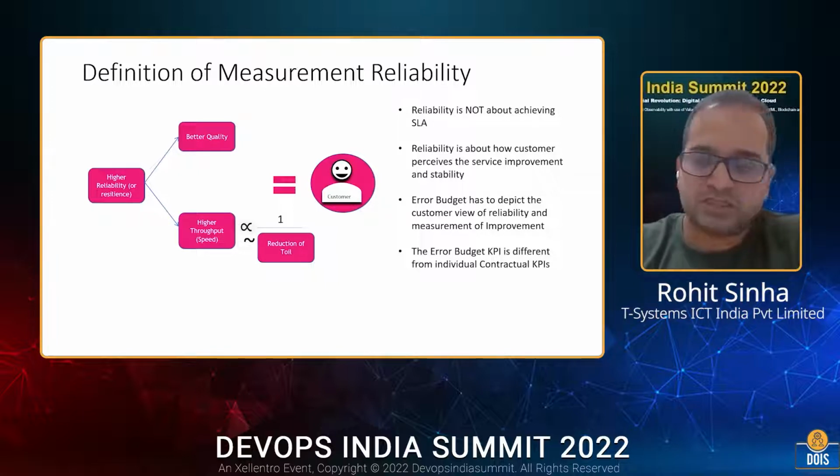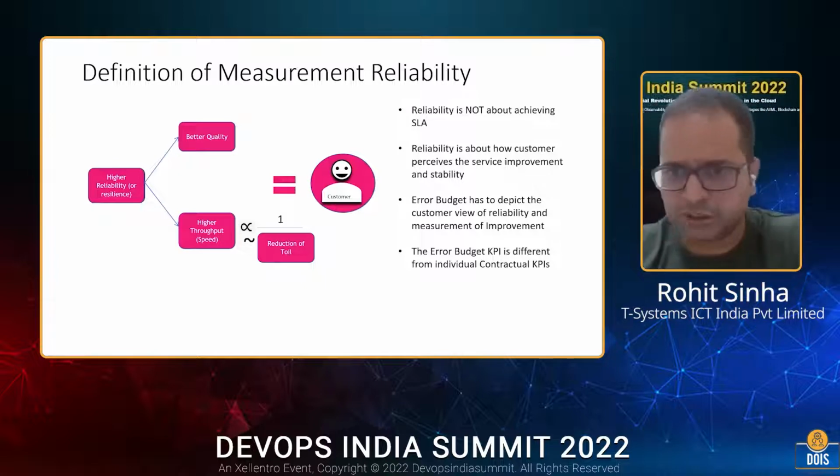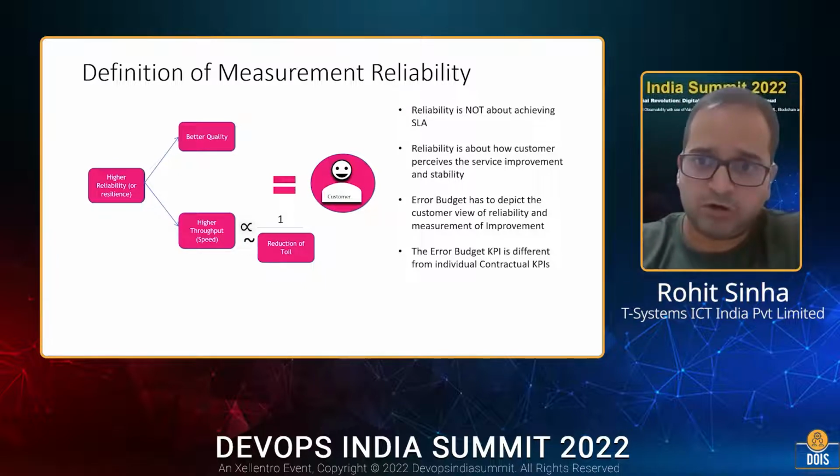Obviously, if we are going faster, we are leaning the system, which means reduction of toil will definitely happen at some point of time. Our error budget, or what we call the target which we want to reach, and in deeper terms, SLOs, would depict exactly what is relevant for the end user and the customer. It has nothing to do with only KPIs and individual contract KPIs.